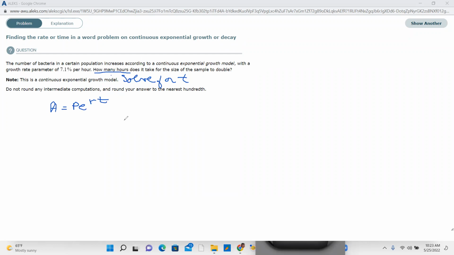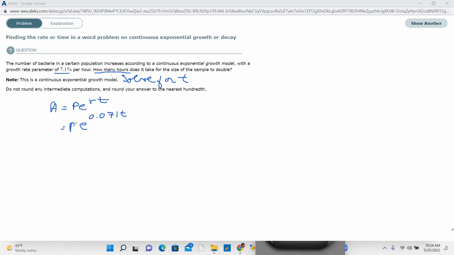So here's the formula. We know it's growth, so that's going to be a positive .071, and we're solving for t. Notice I'm just filling in what I have to begin with, right? e is just a number. That's not a variable that you're substituting in for. e is always e, just like pi is always pi. But you're given a number for the rate. And then we're being asked to solve for t. And we want to know how many hours it takes for the size of the sample to double.